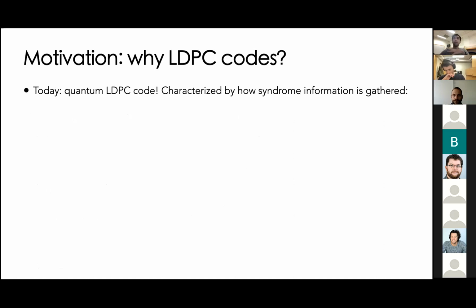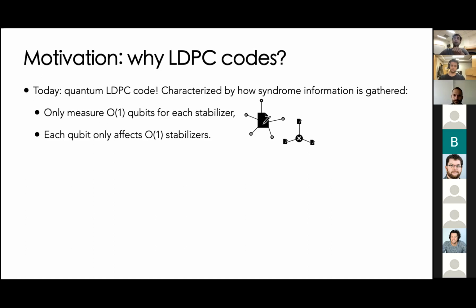So today, the question that I'd like to focus on is inspired by the latter concerns, namely, how are our qubits arranged physically, and how many of these qubits am I going to measure at any given point in time? These codes are called low density parity check codes, and they're characterized by how syndrome information is gathered. So any given parity measurement that I perform to infer the state of my qubits only ever requires the measurement of some constant number of qubits, and every qubit only affects the status of a constant number of stabilizer generators.